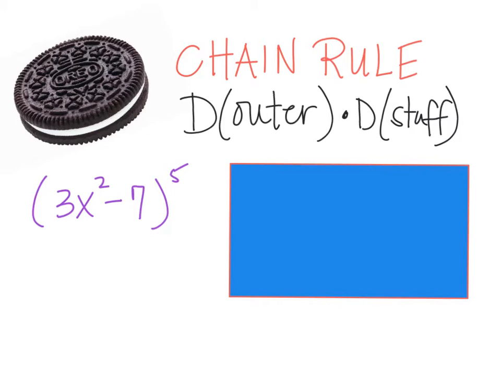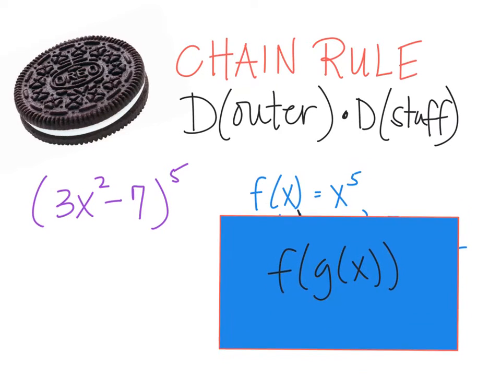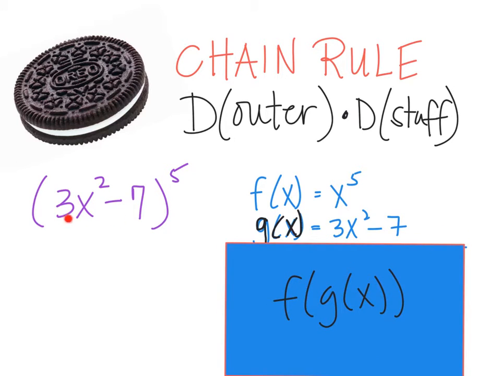a composition of functions. We're taking a function like 3x squared minus 7 raised to the 5th power and expressing it as a composition of functions, and then taking the derivative. So, in this function we can say, ooh, I see two functions in here. I see x to the 5th, and let's call that f of x. And I see 3x squared minus 7, and let's call that g of x.